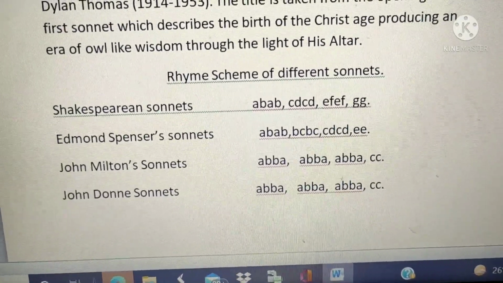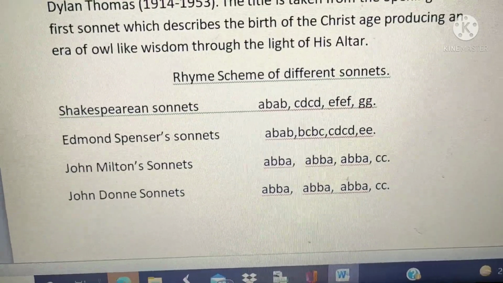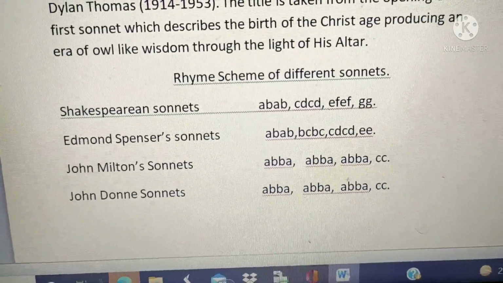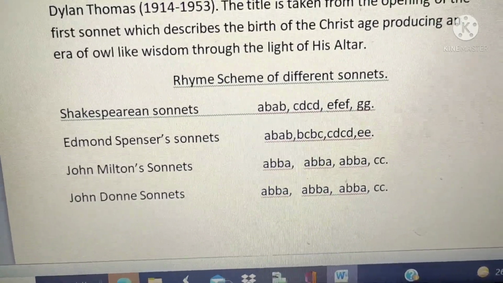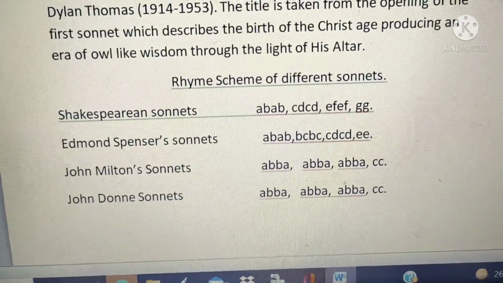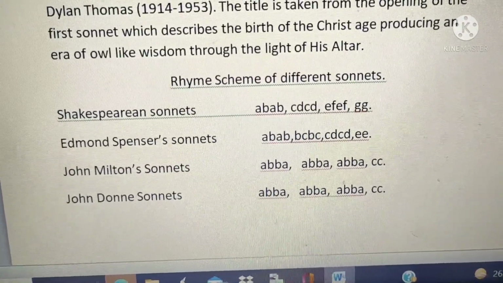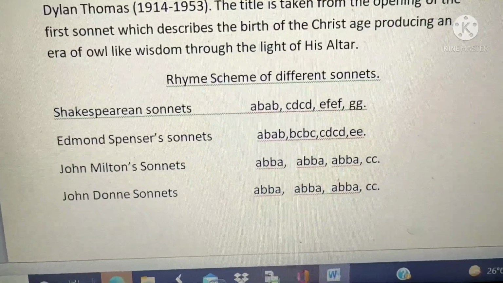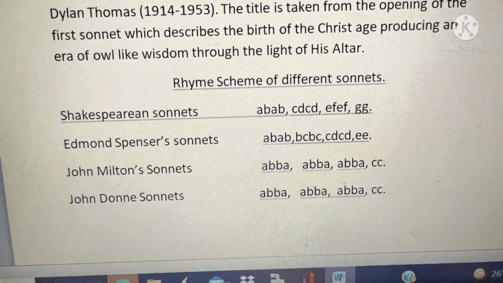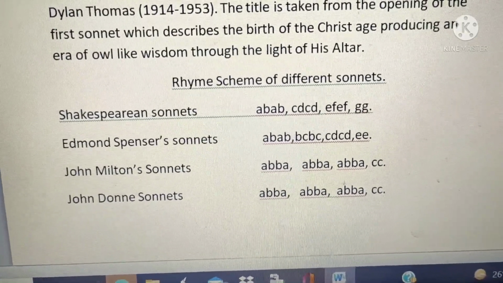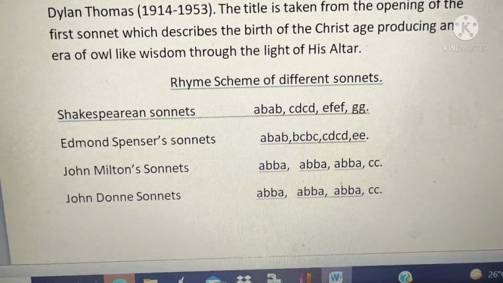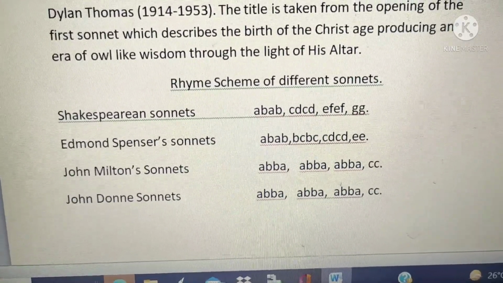Then John Milton and John Donne sonnets have the same rhyme scheme, and it is ABBA, ABBA, CDCDCD. John Donne also had the same rhyme scheme.